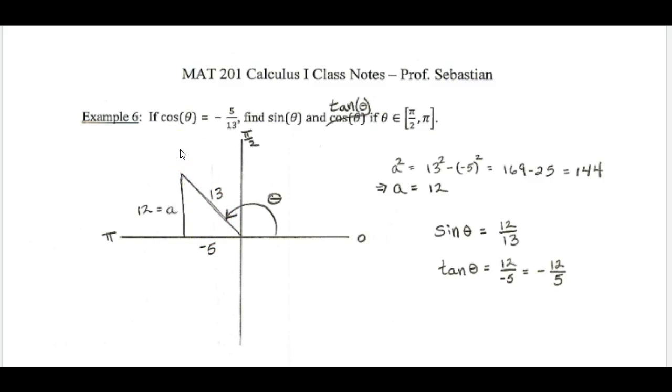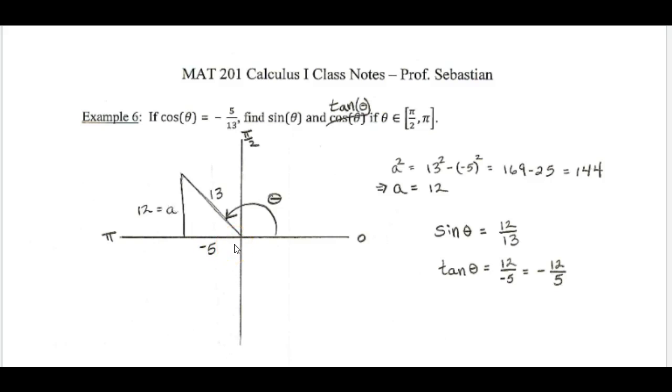So from SOHCAHTOA, I know that the cosine is adjacent over hypotenuse. So I know that this side is 5, this side is 13. The hypotenuse is never a negative number, so it's 13. And I also understand that this should be a negative 5 because I'm on the negative x-axis.